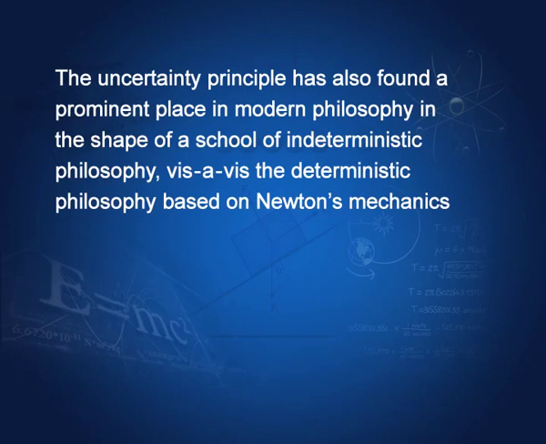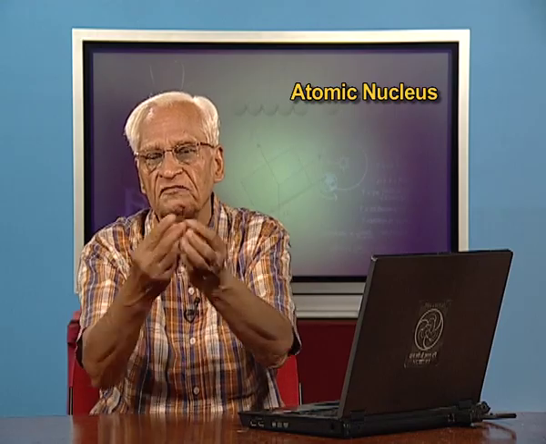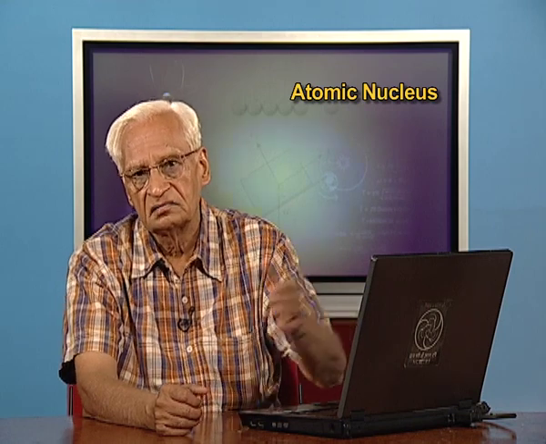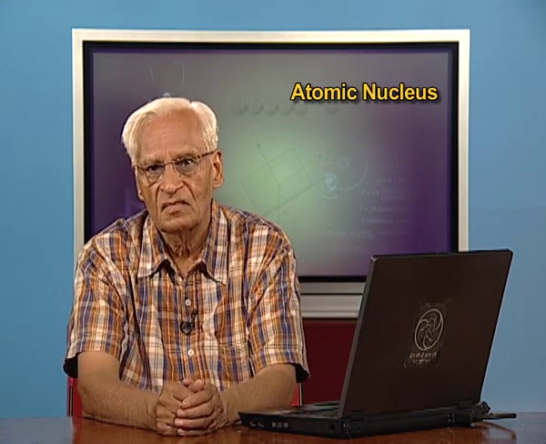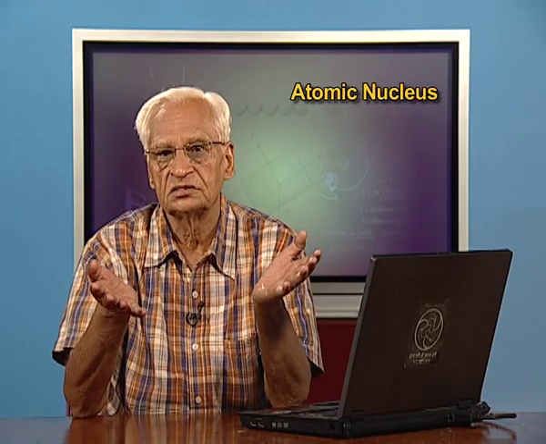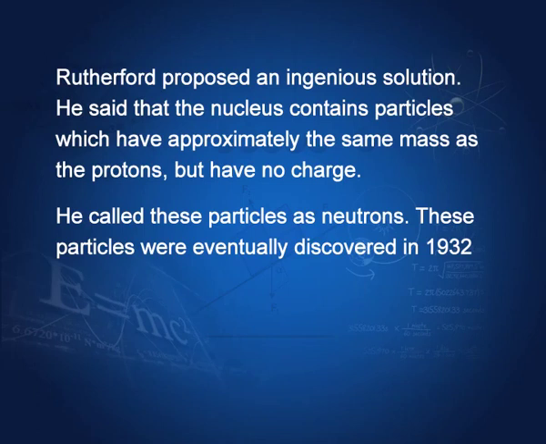Since an electron cannot be present in the nucleus due to the uncertainty principle, the suggestion of Rutherford that one proton and one electron can form pairs was not acceptable. Then how can one explain the structure of the helium nucleus? Rutherford proposed a very ingenious solution. He said that the nucleus contains particles which have approximately the same mass as the protons, but carry no charge. That means these particles are neutral. Because these particles are neutral, they came to be known as neutrons. These particles were ultimately discovered in 1932, but the suggestion was made much earlier by Rutherford.